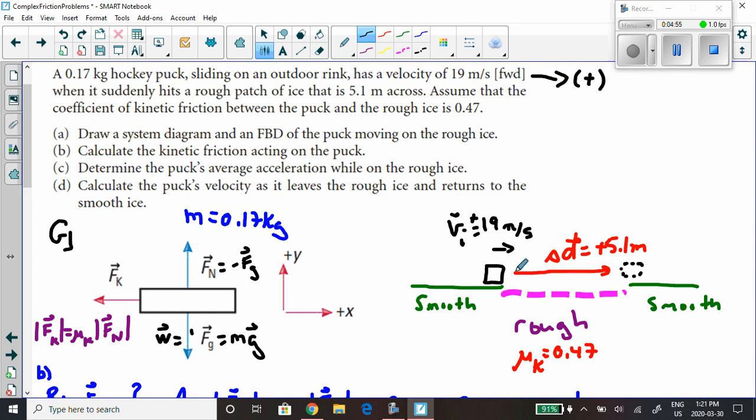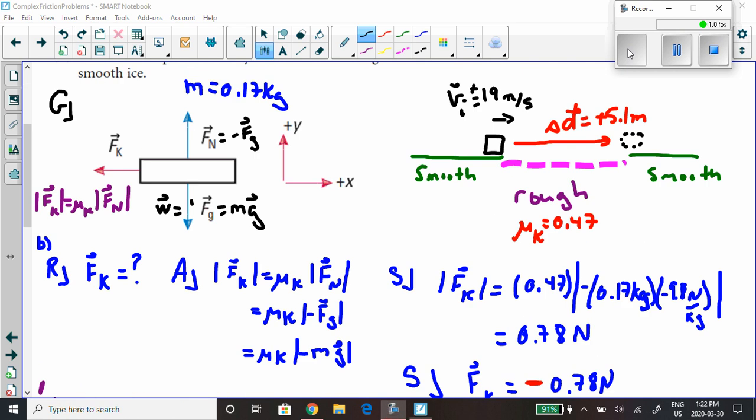So that positive 5.1 meters becomes the displacement for this question. It becomes the displacement of the object in the rough patch. Okay, so one of the things that they want us to solve for here is the frictional force, the kinetic frictional force right there. So there's our required.